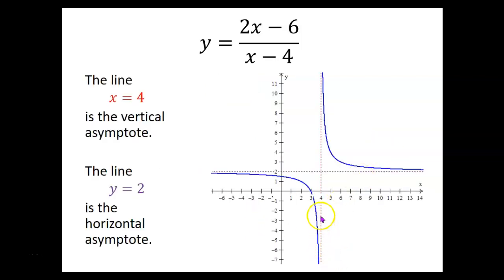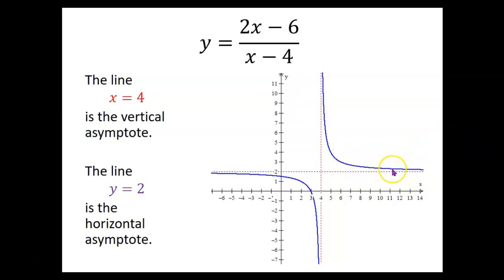In fact, if we draw a vertical line where x equals 4, the graph of the function never quite touches that line, but it does get closer and closer to it. As we go up here or down here, the graph sort of straightens out and becomes more and more like that vertical line x equals 4. And so we say that line is an asymptote, a vertical asymptote for that graph. The word asymptote means a line that a curve approaches or gets closer and closer to or becomes more and more like.